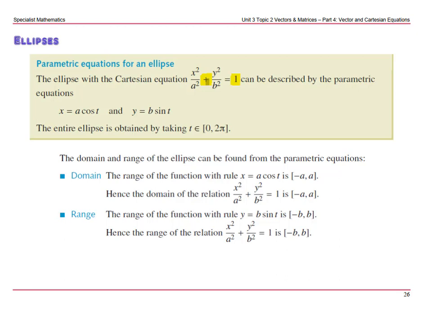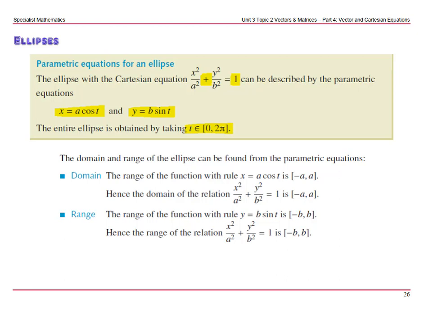Now, parametric equations will be in the form of x equals a cos t and y equals b sine t. Our domain for t is one revolution of the circle. And then I have a summary of what your domain and range will be for your ellipse. Again, I don't remember these things. I look at the equation and work it out from there.